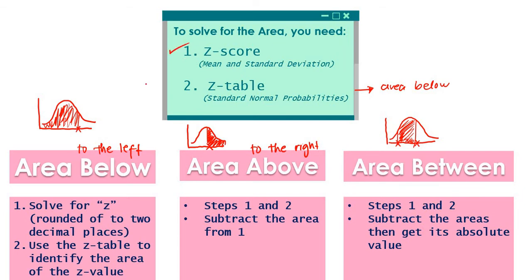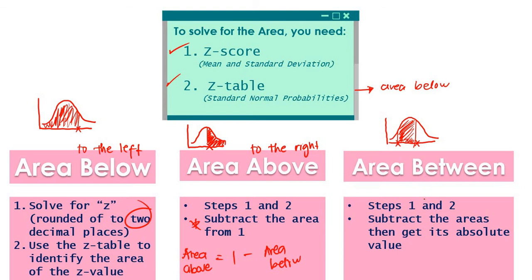How do we solve for the area or probability? First, we compute for the z-score, and it's general to all cases. Then, we use the z-table to identify what is the probability or area under the curve. If it's area below, those are the only 2 steps to follow. Solve for z, round off to 2 decimal places, then use the z-table to identify the area of the z-value. If it is area above, there will be an additional step to follow, which is to subtract the area obtained from 1, or this also means that the area above is equal to 1 minus the area below.